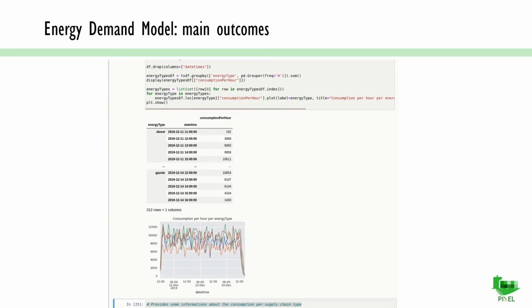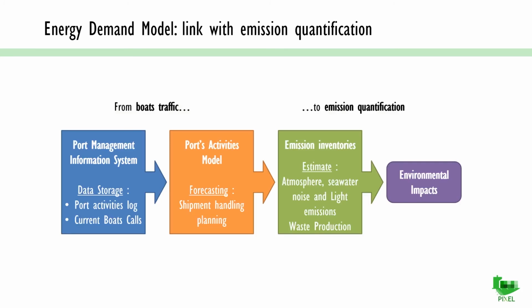In conclusion, we just want to link what you've just seen with one of the main objectives of Pixel models: decreasing the port's environmental impact. Knowing the energy consumption of the different supply chains and their related emission factors, and by using an approach similar to the one described in this video, we are also able to provide the ports with emissions inventories of their activities. All these results will be fully tested and integrated in real conditions of use in the Port of Bordeaux.